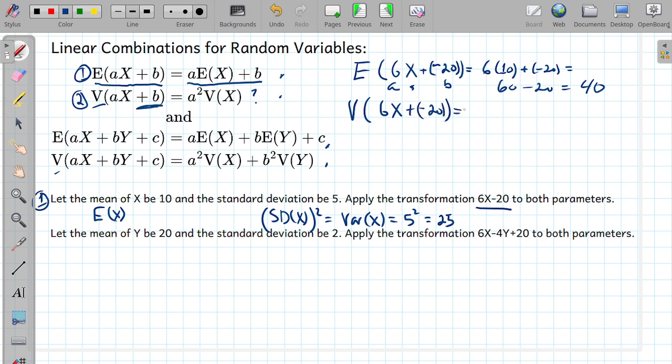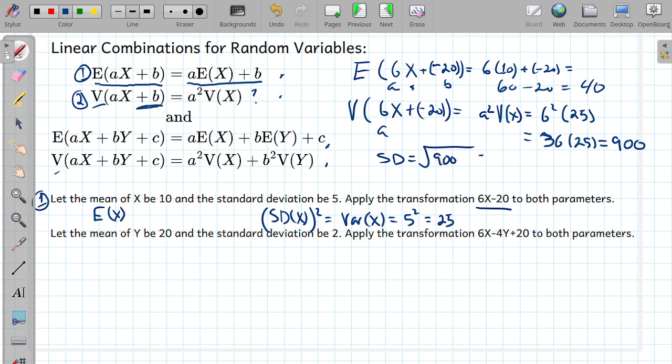Well, what is that going to turn into? Well, that means we need, remember, this is a, so we got to have a squared times the variance of x. So a squared, that's 6 squared, and the variance was 25. So this is 36 times 25, and unless I miss my guess, that is 900. That's the variance. But what's the standard deviation? So standard deviation then will be the square root of variance, and we should get 30. There we go. So those two are pretty straightforward.